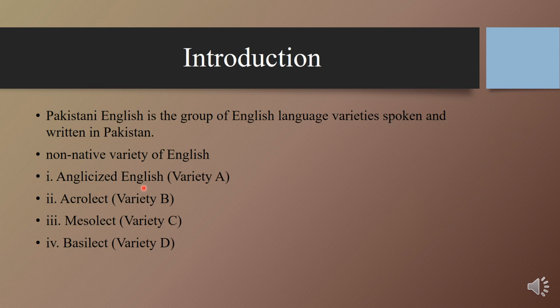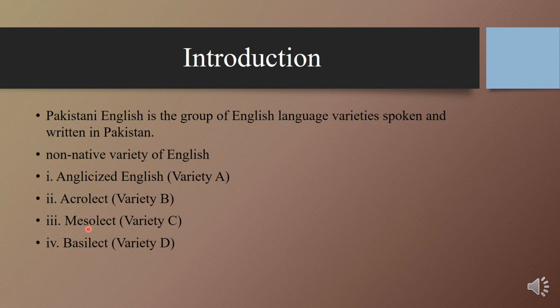native like competence, that is also called the standard form of English. And Acrolect, variety B, is known as the standard form, that is less prestigious as compared to the Anglicized. Anglicized English is related to the native like competence, and Acrolect is related to the standard form of English.